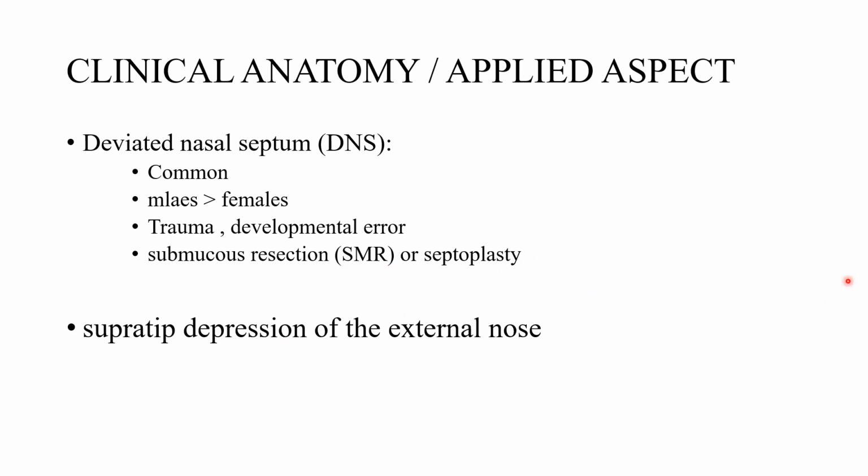Also, the septal cartilage not only forms the partition between right and left nasal cavities, but it also provides support to the dorsum of the anterior two-thirds of the nose. So it is providing support also. Therefore, if there is excessive destruction due to disease or excessive removal in submucous resection, then it can cause supratip depression of the external nose.